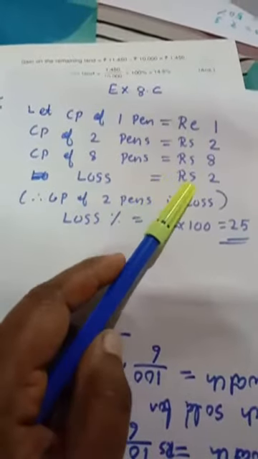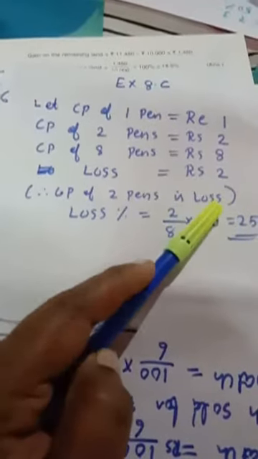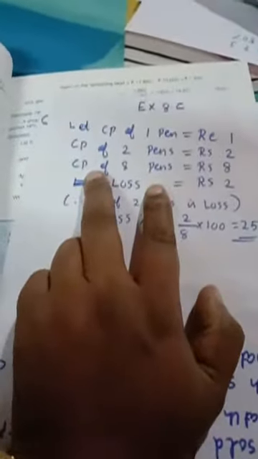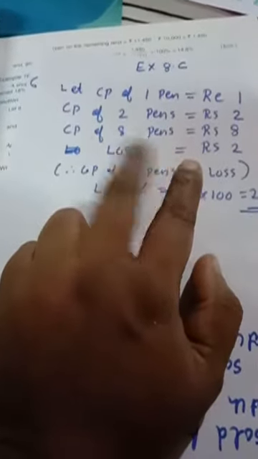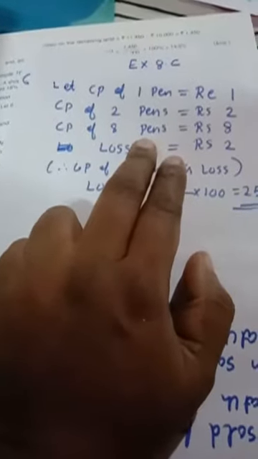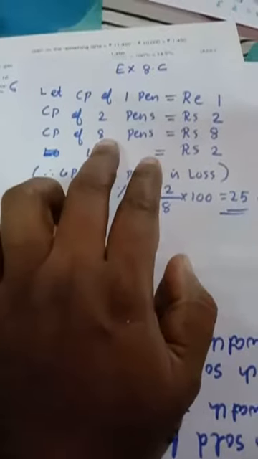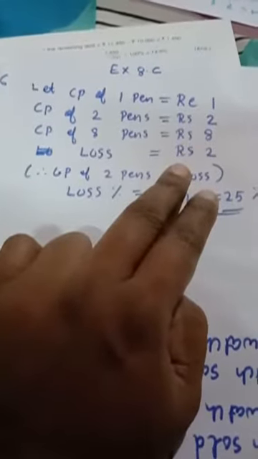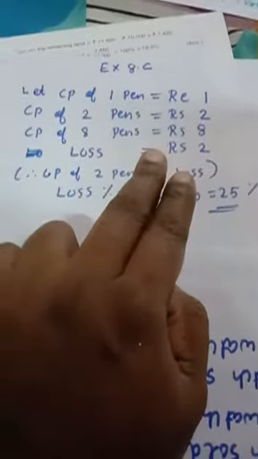Why is the loss equal to 2? Because the CP of 2 pens is the loss. Loss means, see here, the CP of 8 pens, not SP. In the question, by selling 8 pens, he loses the CP of 2 pens. So the CP of 2 pens is rupees 2, and the CP of 8 pens is rupees 8.